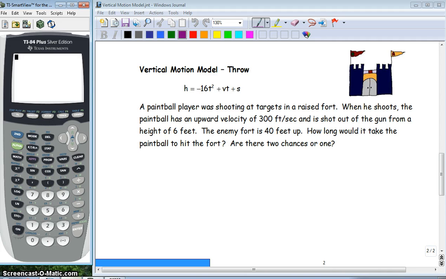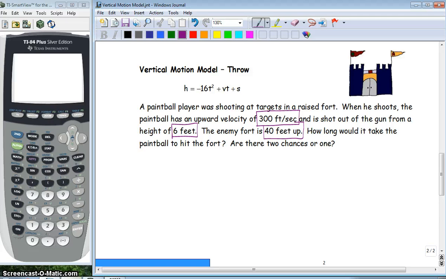A paintball player was shooting at targets in a raised fort. When he shoots, the paintball has an upward velocity of 300 feet per second, and it is shot out of a gun from a height of 6 feet. The enemy fort is 40 feet up. How long will it take for the paintball to hit the fort? And are there just 2 chances or 1?